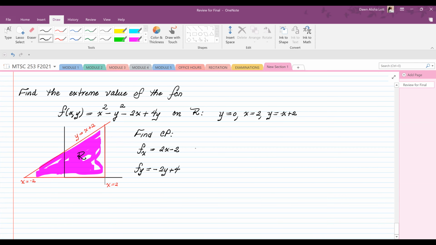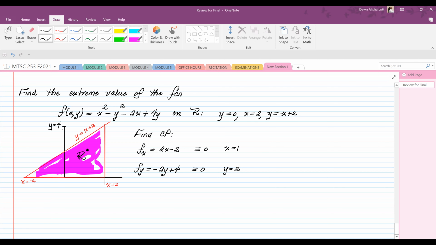If you set this equal to 0, this gives you x is equal to 1. And if you set this equal to 0, y is equal to 2. So the point (1, 2), that's this point right there. That's the point (1, 2), because up here, this is y is equal to 4. Okay, so there's a point (1, 2).